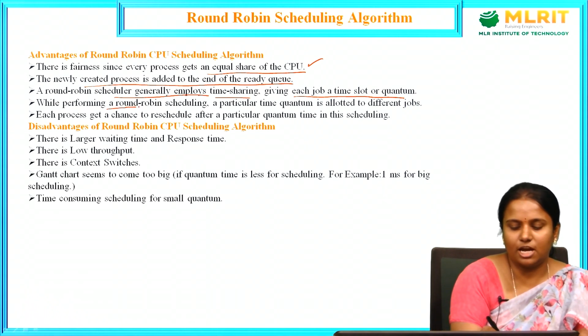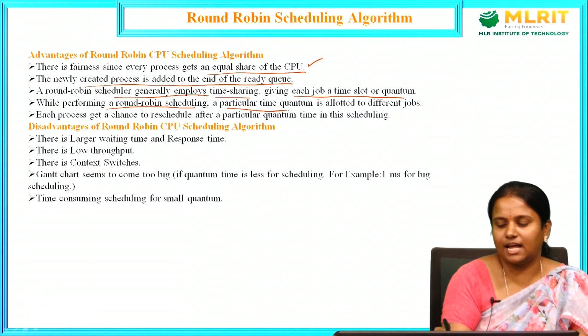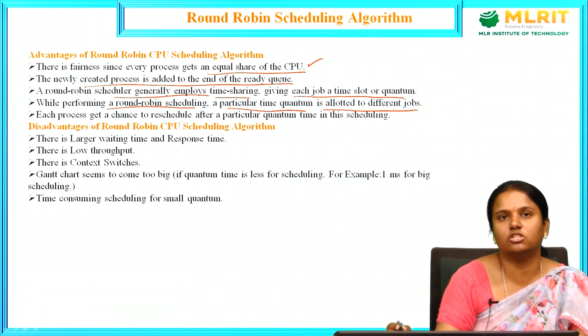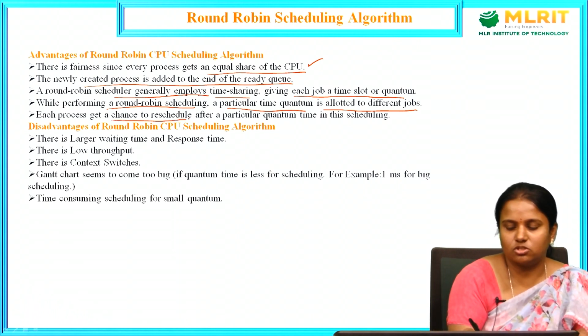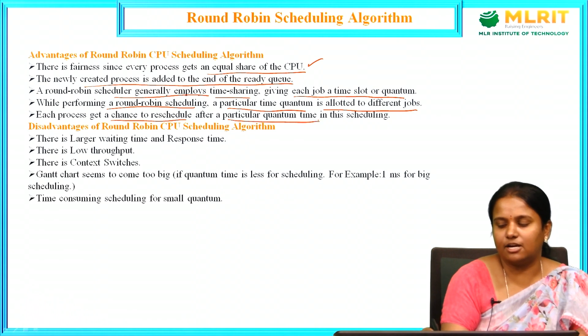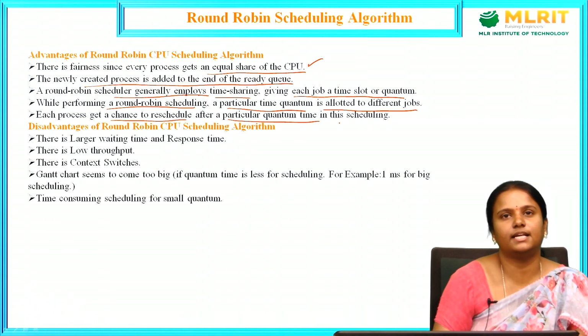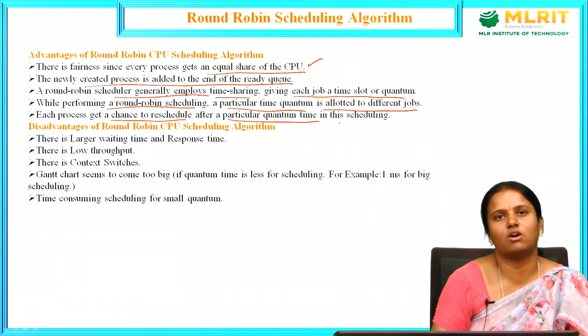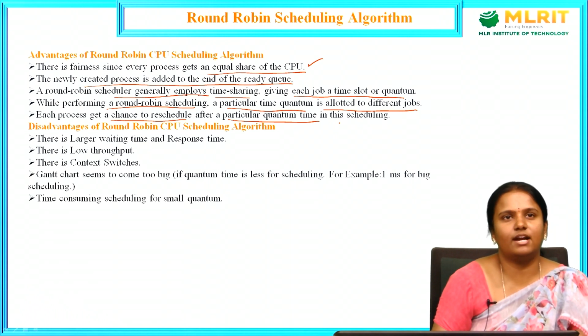While performing round-robin scheduling, a particular time quantum is allotted to different jobs. So different processes have different time quantums. Each process gets a chance to be rescheduled after a particular quantum of time. Rescheduling means that when processes are scheduled, newly arrived processes will be allotted at the end, according to the time quantum. These are the advantages of round robin.